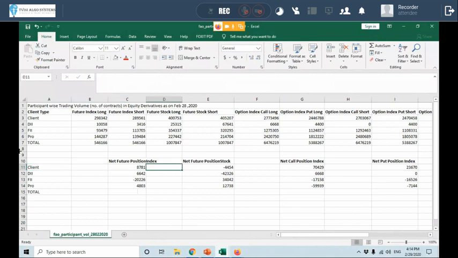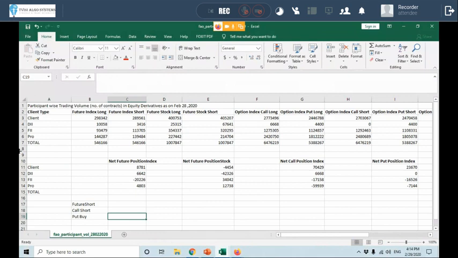So if I just look at the index, FII is big time negative. 20,000 contracts they have negative position. Even on calls they are negative and on puts they are buying. So FII is futures short, call short, put buy. All positions are negative.